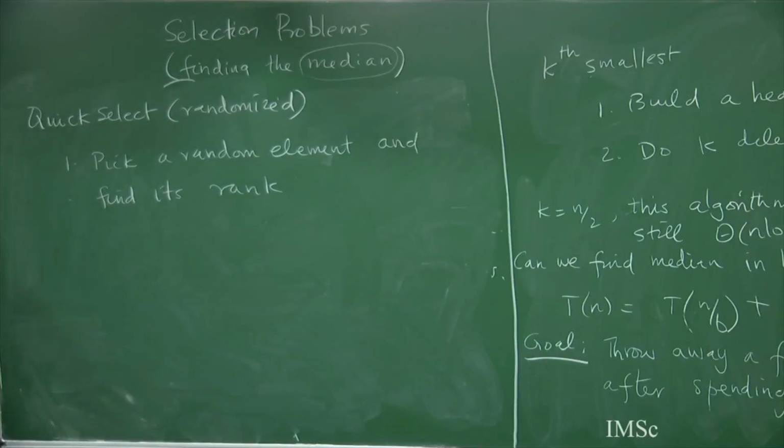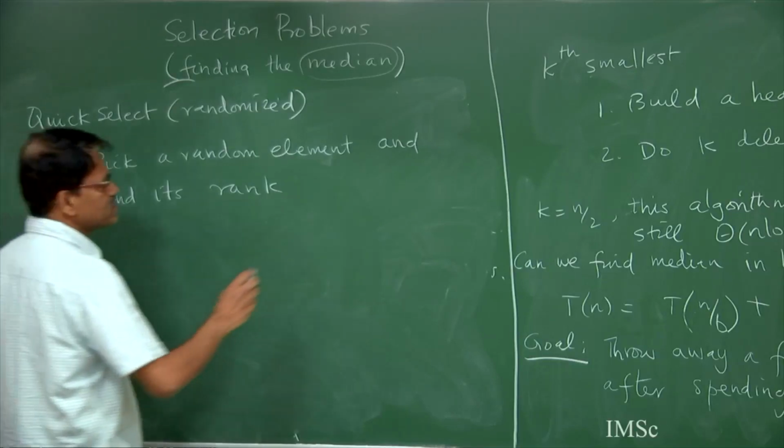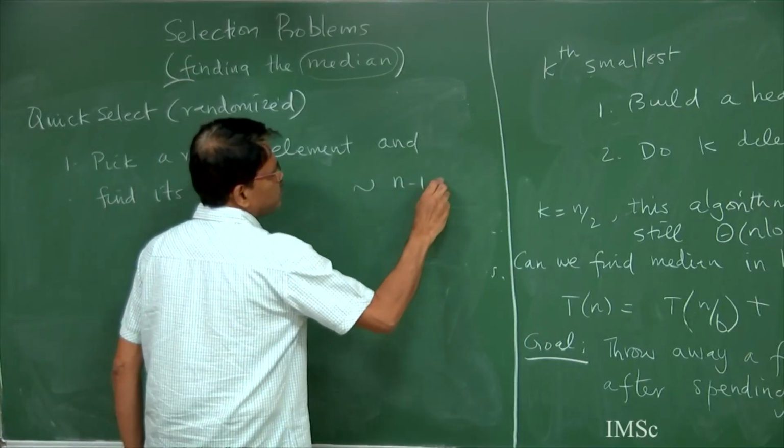So, pick a random element, I just toss a coin or something, get a random number between 1 and n. If it says i, I go to the ith element of the array, and that is my random element, which has equal probability of any one of them. How do I find its rank? Just compare with everybody else, right. Run through your list, compare how many are smaller, how many are larger, then you know. So, how many comparisons does it take? N minus 1 comparisons.